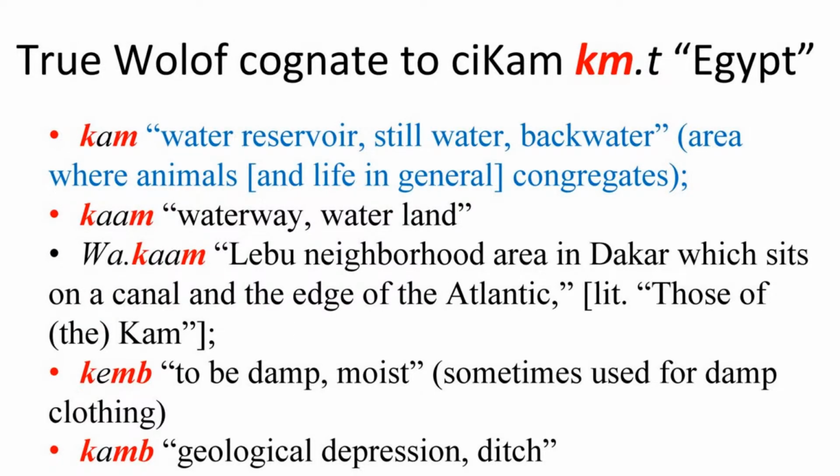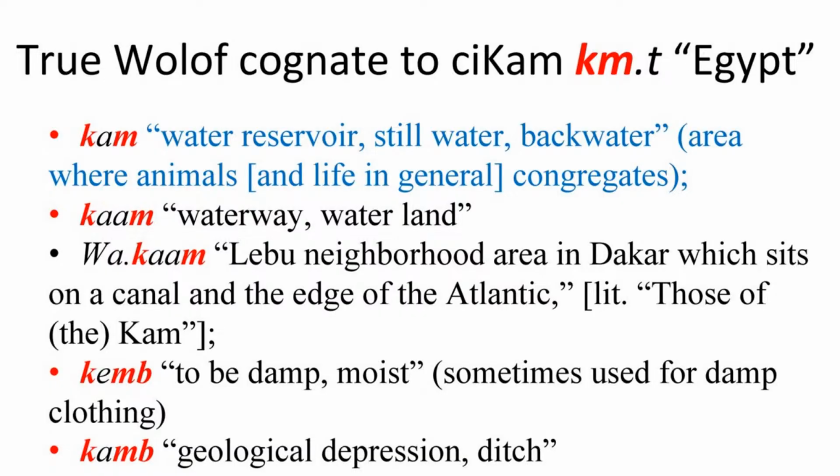And so the cognate for Kemet in the Wolof language is Kam: water reservoir, still water, backwater, area where animals and life in general congregate. So remember in video 1, when we read the definition of Ki.duru, it talks about a place where animals can congregate, right? And of course they have to drink. You see in National Geographic a bunch of animals coming by a lake or a river to get water. So that's where they all congregate. That's where herds come to, because there's grass and other vegetation there that they come and eat and drink. And so that's what a kam is, where people can live and dwell because there's an abundance of what? Grass and water. And so Kam: waterway, waterland.